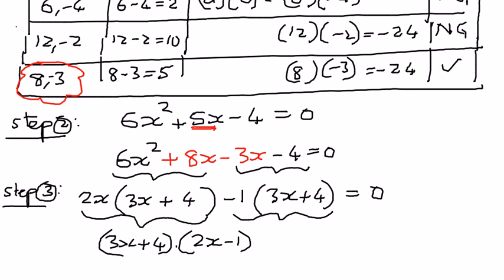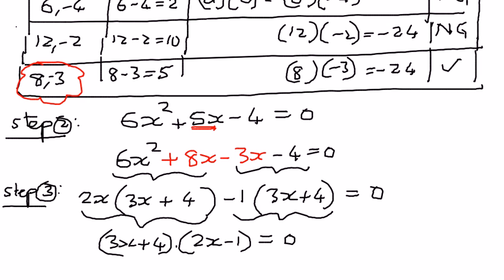Between these two terms, if I pull out 3x plus 4 as common, in the first term 2x is left, in the second term negative 1 is left, so I wrote that in the second set of parentheses, and that is equal to 0. In the past, when we factored trinomials, we just left it at this point, 3x plus 4 times 2x minus 1. We just factored the trinomial.